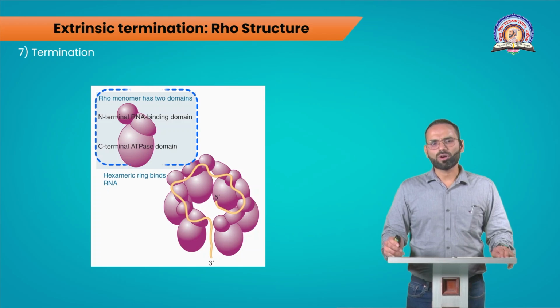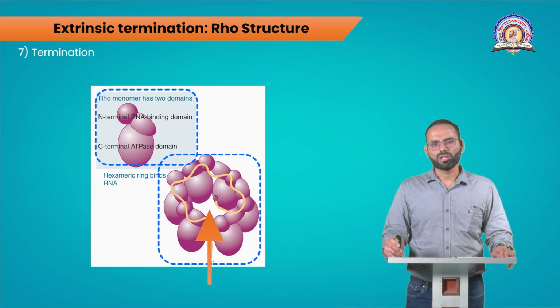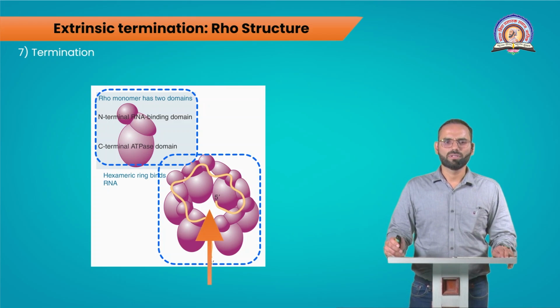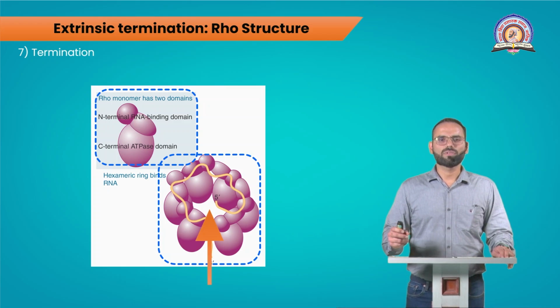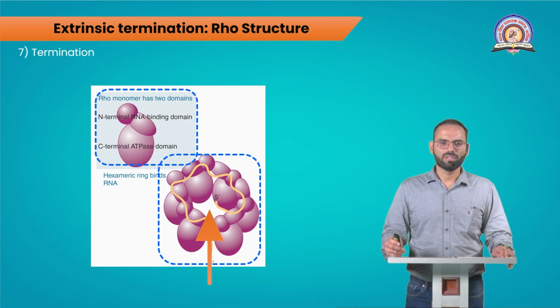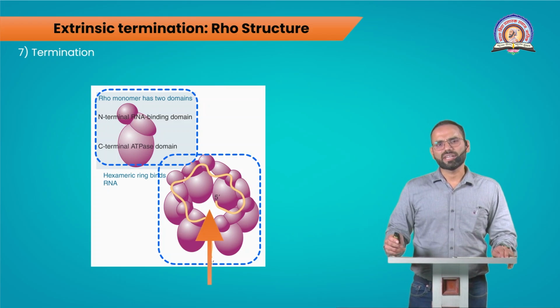However, the active form of this Rho structure is a hexameric protein. So 6 molecules of Rho come together and almost form a donut-like structure. And within this donut, as this arrow depicts, the RNA is pulled along.